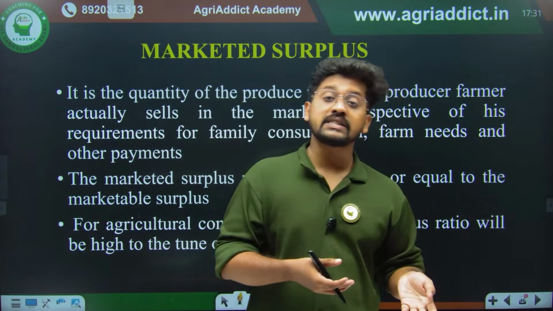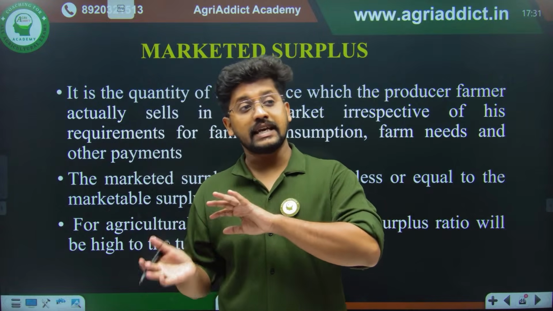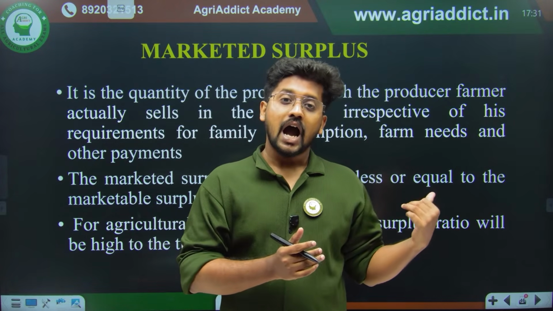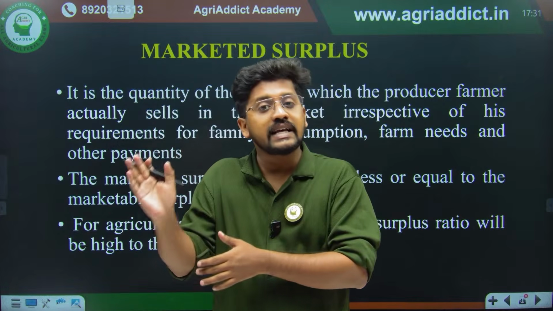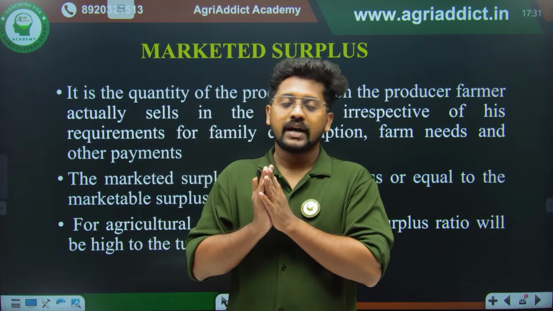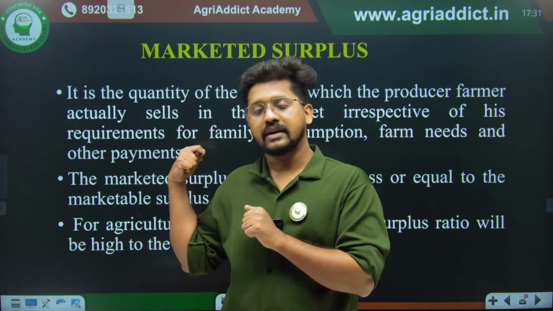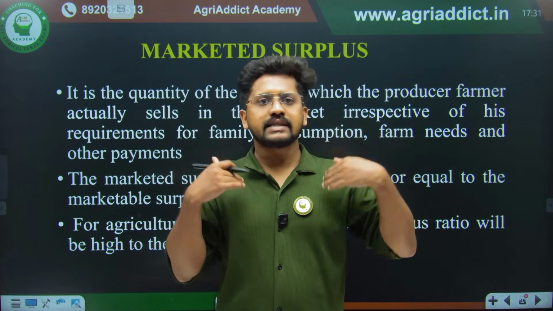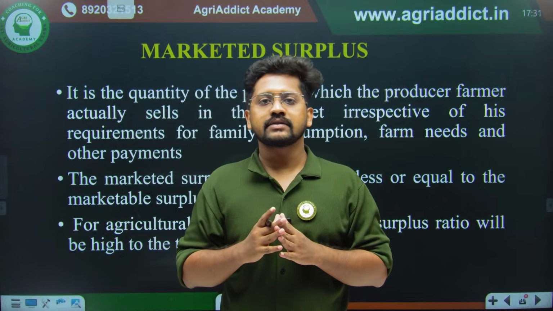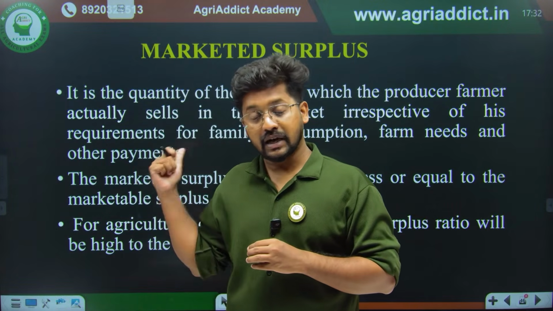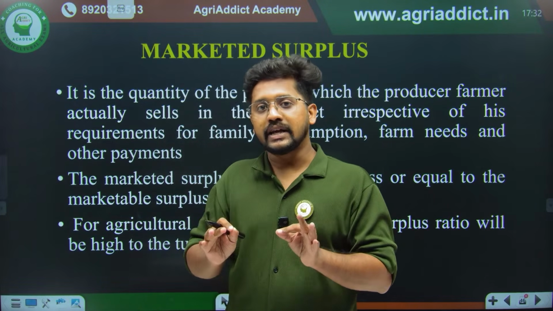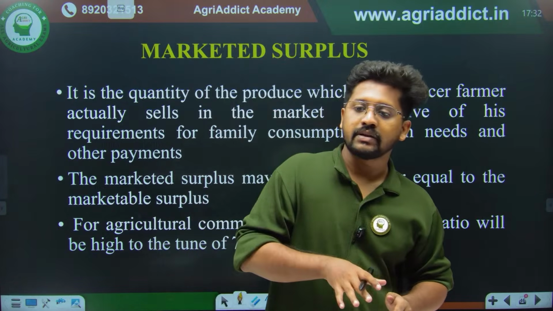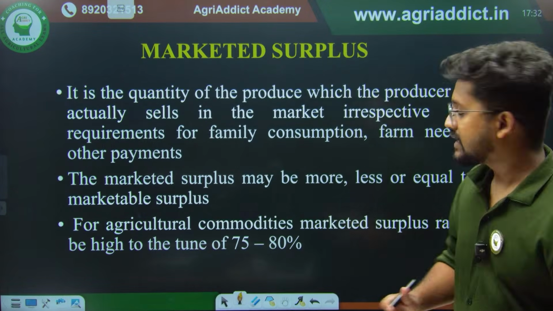So marketable surplus, after consumption, is how much he can send to the market. Marketed surplus is how much he actually sent to the market. This is a practical thing. Marketable surplus was a theoretical thing, because deducting the consumption, it's his ability to send to the market. Marketed surplus means, in practical reality, how much he has sent to the market. That is the difference between the marketable surplus and marketed surplus.